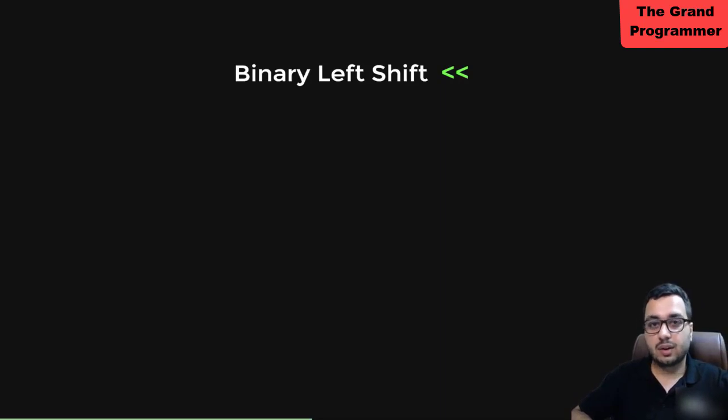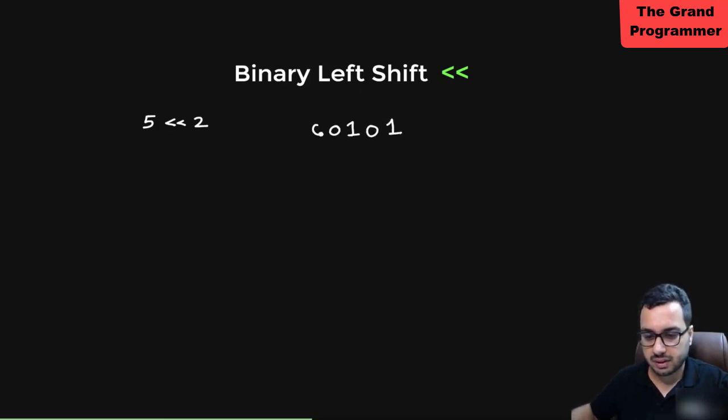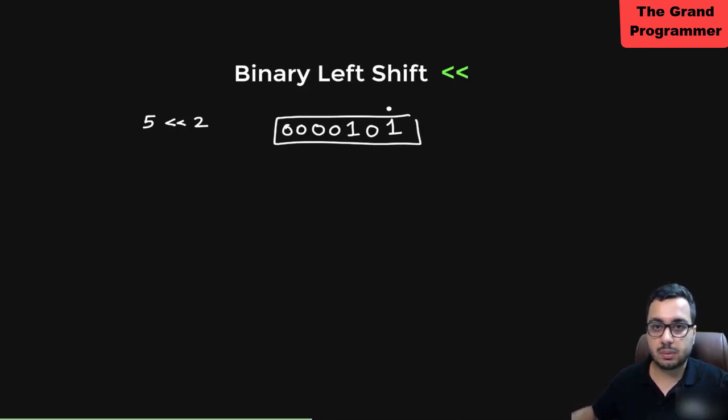Hi everyone. Now we are going to talk about binary left shift. So what is this operator? Generally you will find this operator written like this. Let's say 5 left shift 2. What does it mean? It basically means we have a number 5, and whatever bits it has, we are going to left shift all the bits by a factor of 2. So everything is going to move towards the left by 2.